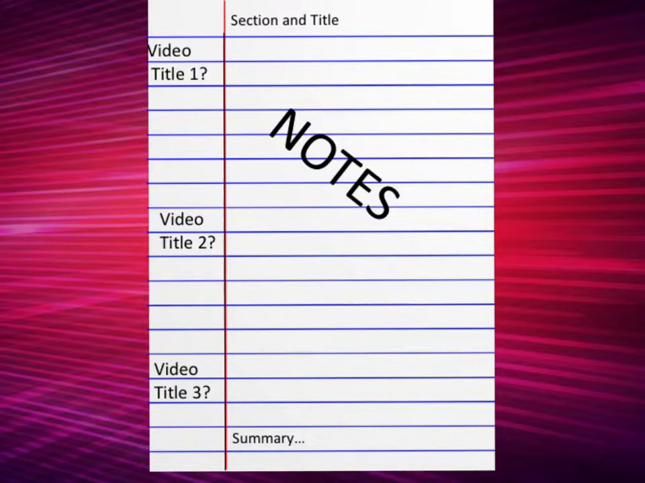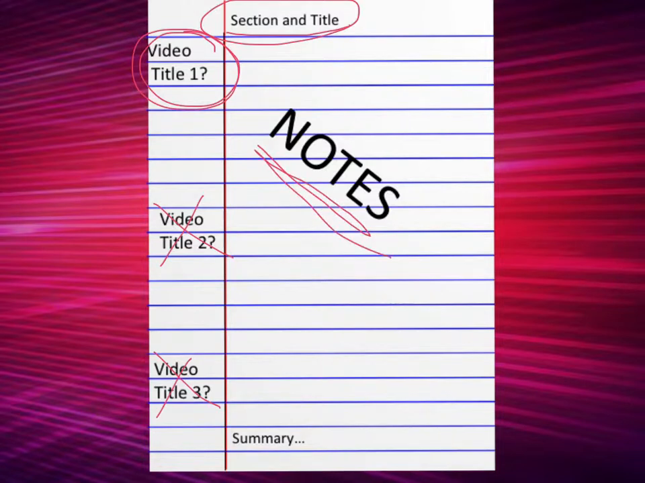Okay, here's a reminder of how your notes should be set up. Your section and title go up top. The video title, which is this video title, goes in the left-hand column. There is no video title 2 or 3 for these notes. You'll write your notes, review your notes and the question, and then you're going to go ahead and create your summary, which should be 3 to 4 sentences in length.